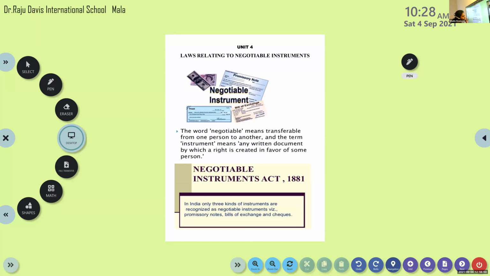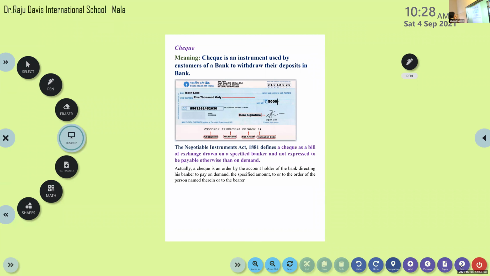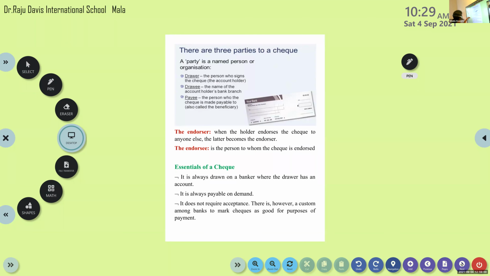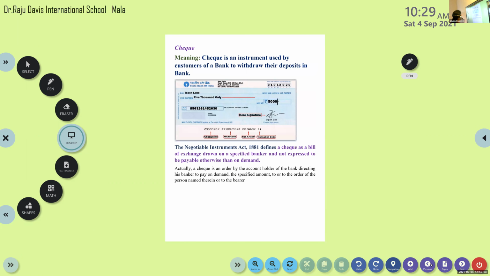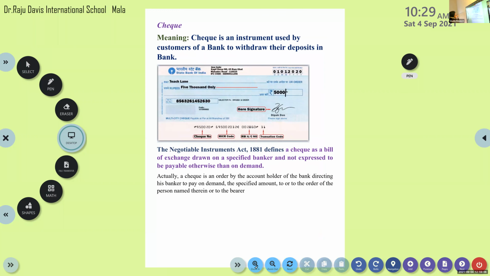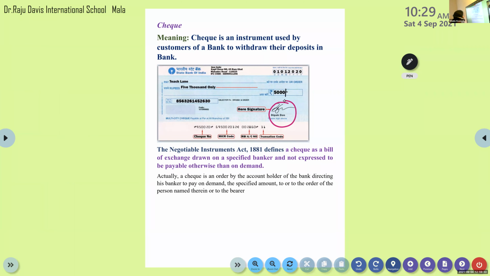We saw what is check. I told you the meaning of check. A definition is there. Definition of check. We discussed the parties to a check. So let me ask you, here you can find a check. Am I right? There is a check on the screen. Who is the drawer? Here you can see State Bank of India. Name of the bank is there. Address is there. Pay Teach Lane. A payment is done to Teach Lane. And over the sign, here in this area, you find Deepak Das. So tell me from this check, who is the drawer?